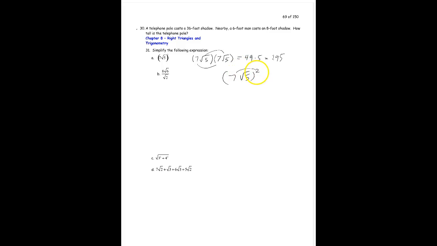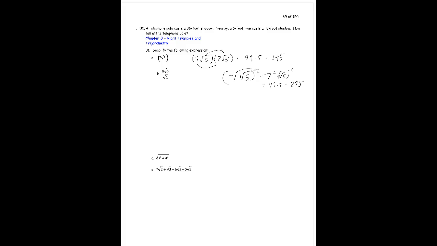So when you square these, you get 7 squared and 5 squared. So you'd get, or sorry, square root of 5 squared. So you do get like this here, 7 squared times root 5 squared equals 49 times 5. And you get to the same spot of 295.